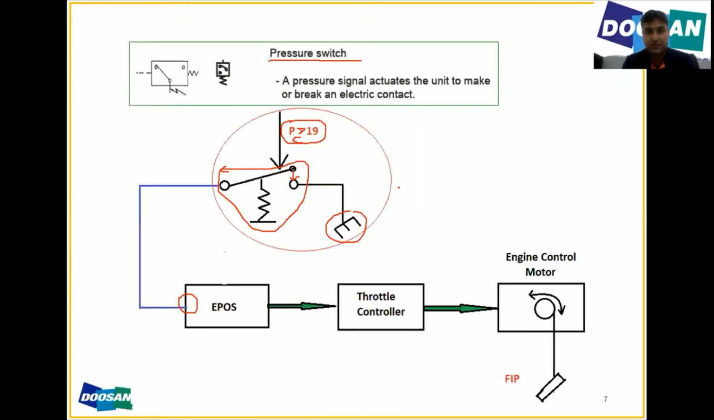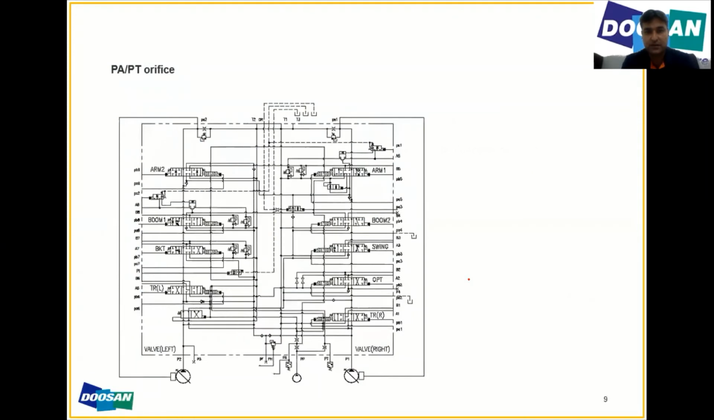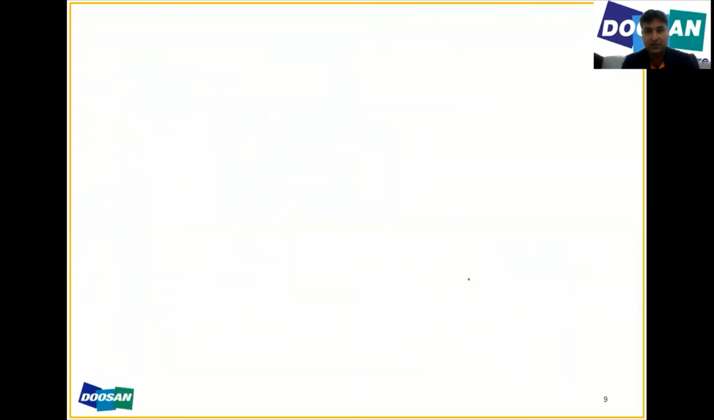And we discussed that if the pressure goes above 19 bar, this pressure switch will close and it will connect the ground to the EPOS, and EPOS will come to know that the operator has started the work. So EPOS will ask the throttle controller to increase the RPM, and the throttle controller will ask the engine control motor to increase the engine RPM, and now RPM will go high. So in this way, the engine RPM increases and decreases for the auto idle function.